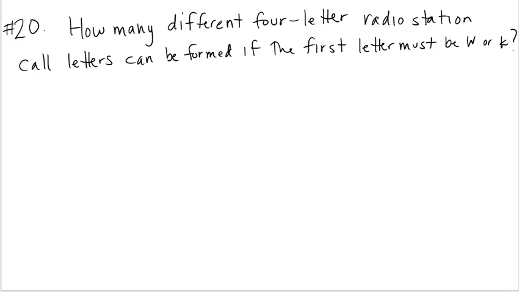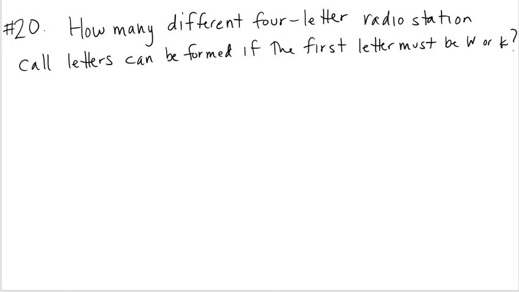But it used to be that if a radio station was on the east side of the Mississippi River, then that station's call letters would begin with a W. And if you were on the west side of the Mississippi River, then the call letters would begin with a K. I don't know if that's still true, but let's just run with this rule here. How many different four-letter radio station call letters can be formed using this restriction on the first letter?